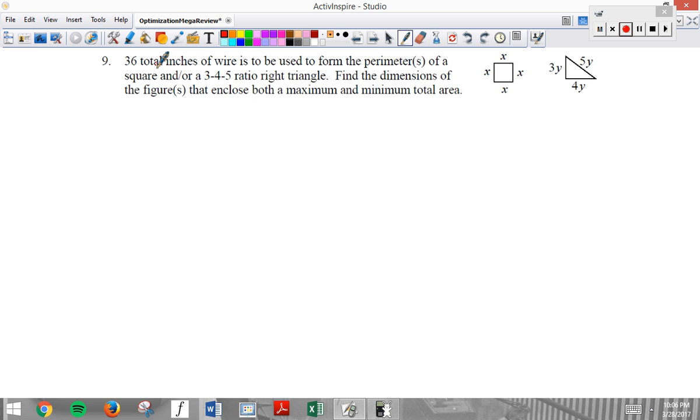36 total inches of wire is used to form the perimeters of these two. So that 36 had to be all for x and the 12y there. Just adding things up.